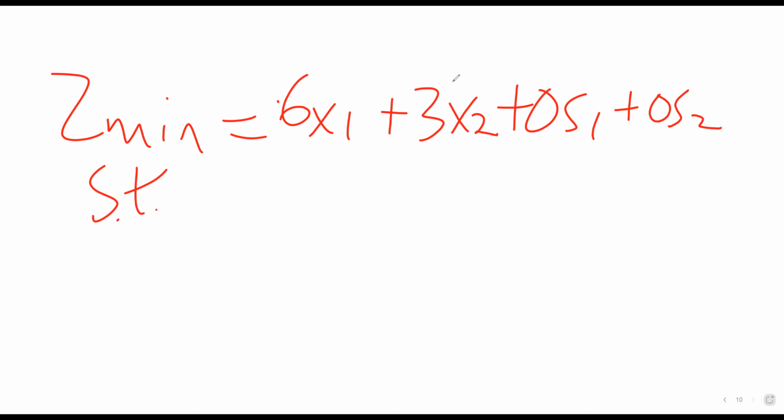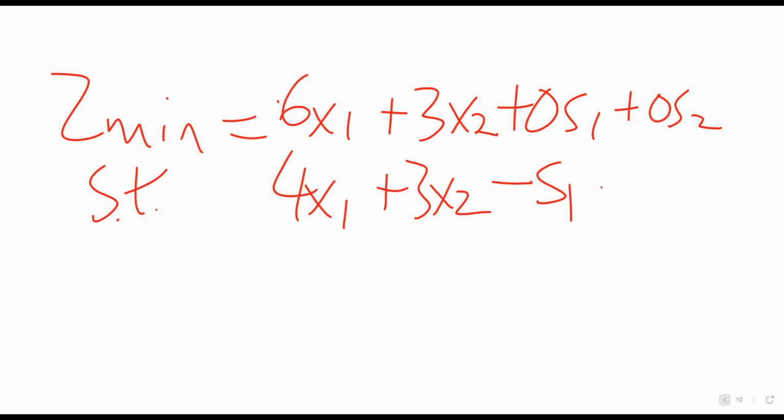Subject to, we have 4x1 plus 3x2 plus s1. Well, in this case, it will not be plus s1. That's what I'm explaining. It will be minus s1. And of course, you're equal to what? 16, yeah. Now, why is it minus? Because this is surplus.